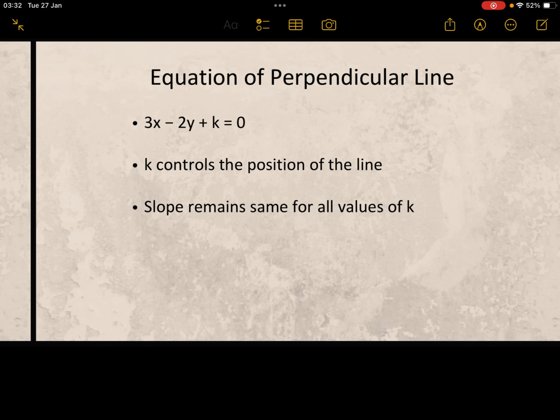Why do you put plus k? Because that constant k controls the position of the line. So you just keep changing k and you can see the line moves up and down, up and down. Again, I am telling you, just take this example, change the value of k, graph it, and you will see the magic happening right before your eyes, and you can really understand what has actually been told in this video.